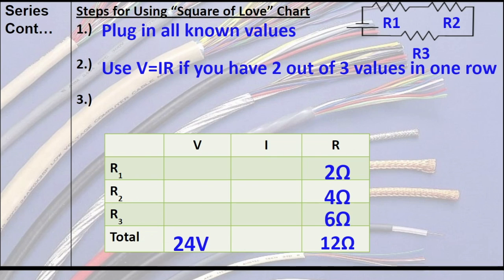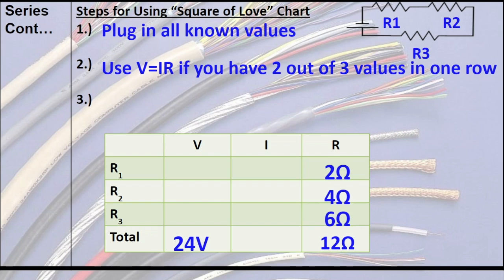The next step is that we want to use V equals IR. And again, that's just Ohm's law. And we can use that if we have 2 out of 3 values in one of our rows. So this is another Sudoku / tic-tac-toe type thing where we need to fill out one row until we can move on to the next one. And if we're only missing one thing, then we can fill it out. But if we're missing 2, we don't have enough information to do that.